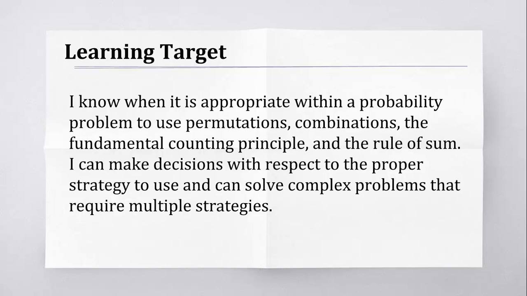Learning target: I know when it's appropriate within a probability problem to use permutations, combinations, the fundamental counting principle, and the rule of sum. So remember, the fundamental counting principle just connects things with multiplying. The rule of sum talks about cases. And you can make decisions with respect to the proper strategy to use, and can solve complex problems that require multiple strategies. And so we are going to put you in a situation where you have to use permutations or combinations.